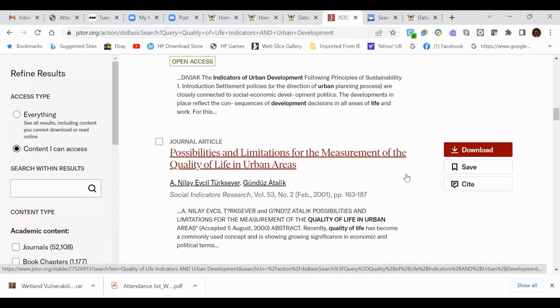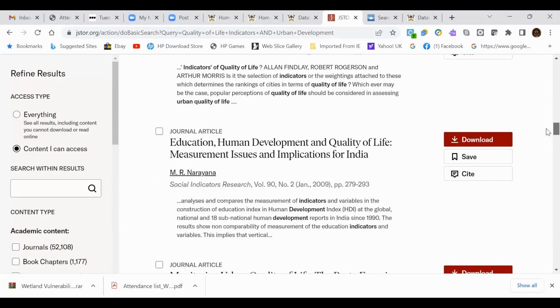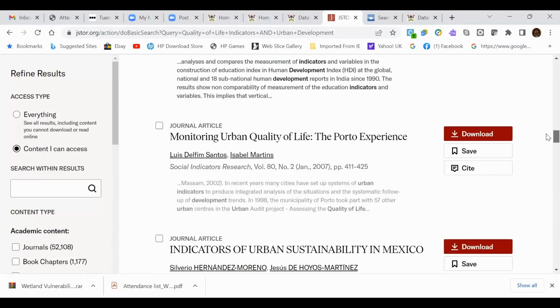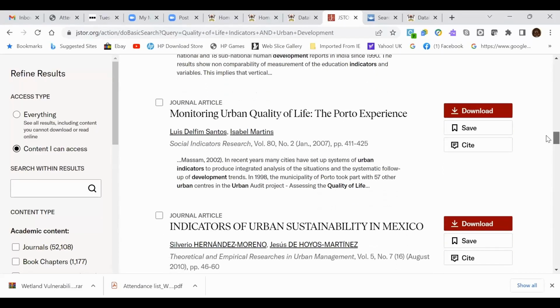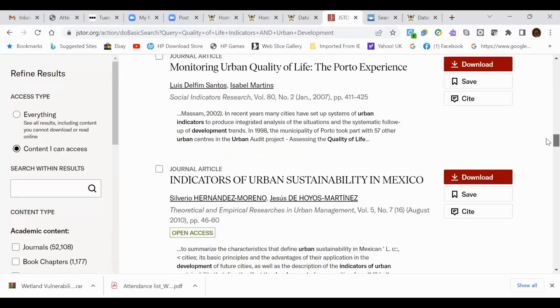And the university gives us that immense privilege of being able to have access to many of these journals. A lot of this research is available, and you really have no reason to come up with shoddy work. Monitoring urban quality of life, report experience. So we have here indicators of urban sustainability in Mexico. It's an open access journal.